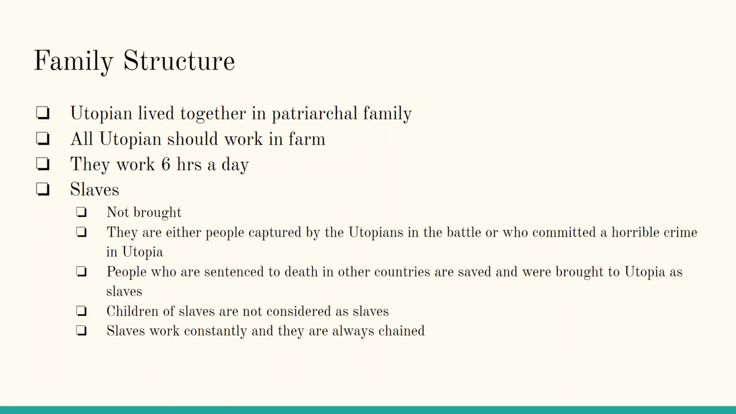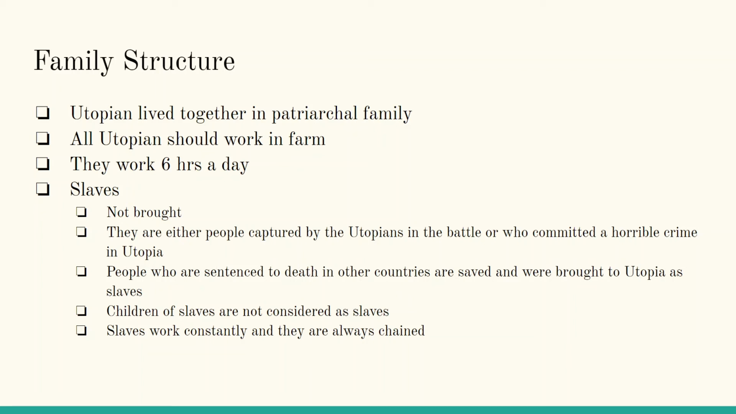The next point: people who were sentenced to death in other countries are saved and brought to Utopia as slaves. Look at that. Some people might have been sentenced to death in their own country. So the Utopians go to that country, save the person who is sentenced to death, bring them back to Utopia, and keep them as slaves. Because they are humanists. Thomas More is a humanist.